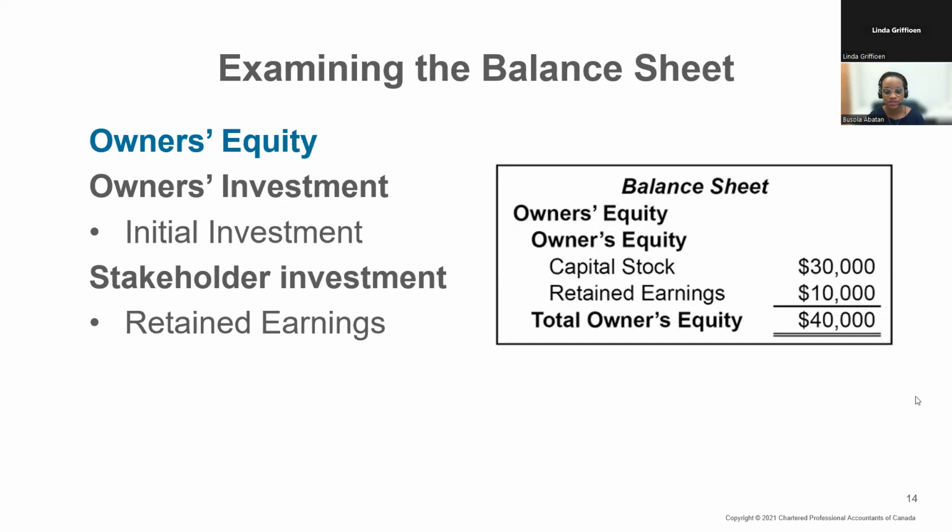Now, if it's left in the business, if you don't take it out as dividends, it is categorized as retained earnings. So you can think of retained earnings as your money that you've reinvested in the business instead of paying yourself that money. So in our example, the owners of this business initially invested $30,000 cash. And then as the business has been getting profitable, they've been keeping all the profits, up to $10,000, in the business. And so in total, the owners have $40,000 equity in the business.